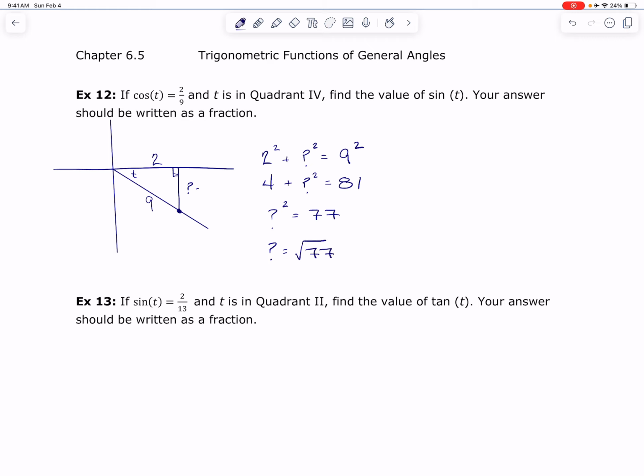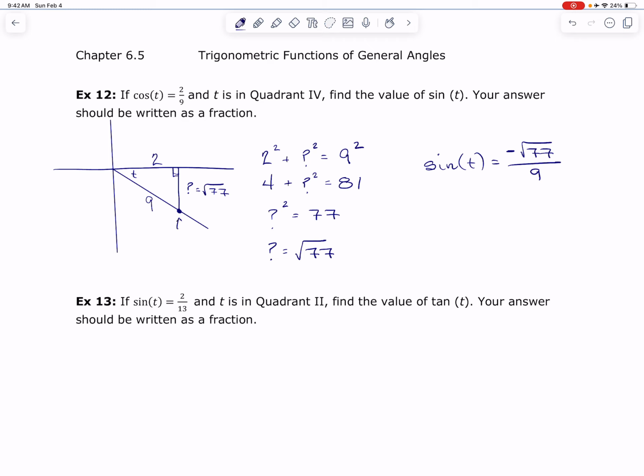Now, keep in mind, I am in quadrant 4, so my sine has got to be negative. From my x-axis, I go down square root of 77. So the value of sine of t is negative square root of 77 over 9. Keep in mind, we want this written as a fraction. My y-coordinate has got to be negative, so my sine is negative in quadrant 4.